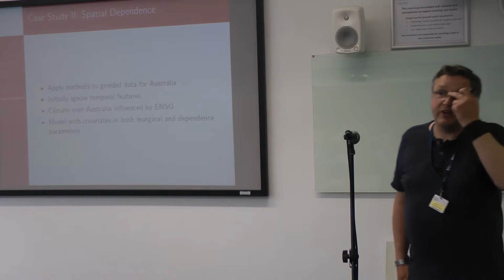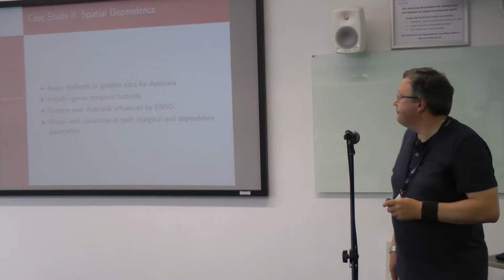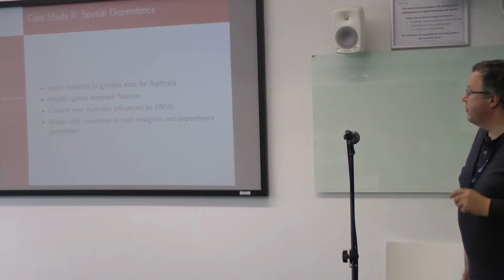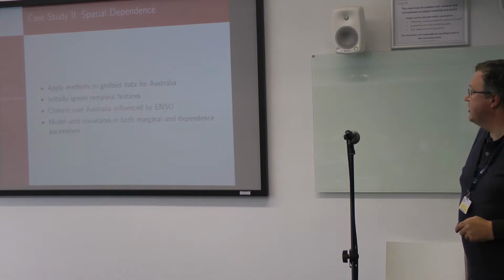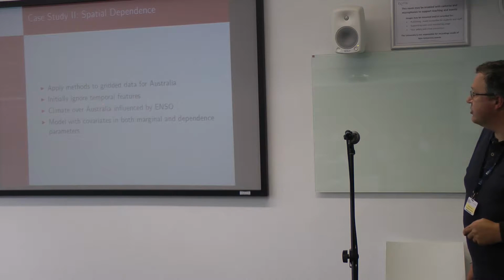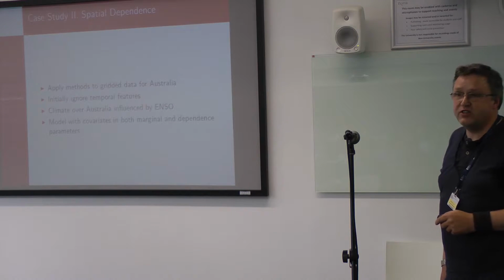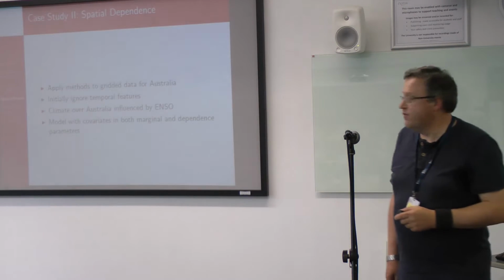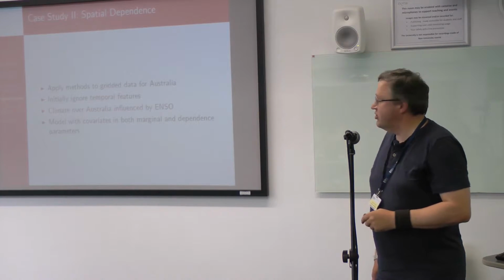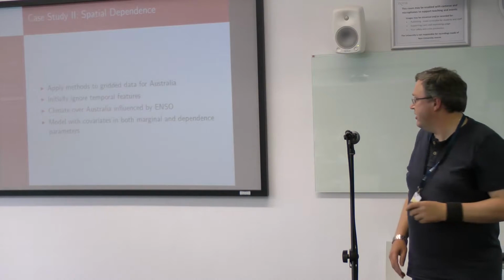Just quickly jumping back to the Australia study, we're going to apply these multivariate methods to the gridded data from Australia. I'm just going to look purely in space at what's happening, ignoring time, a bit like Anthony's just done. I'm particularly interested in the effect of the ENSO covariate. This is the El Nino Southern Oscillation, which is known to affect the climate in Australia.